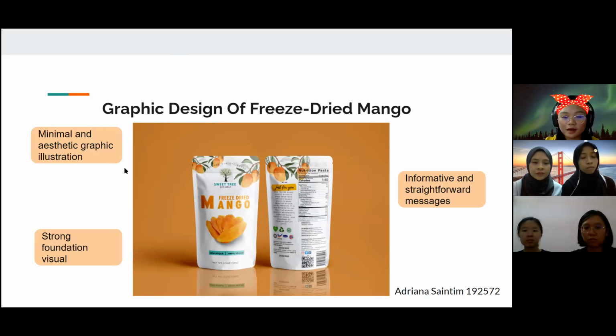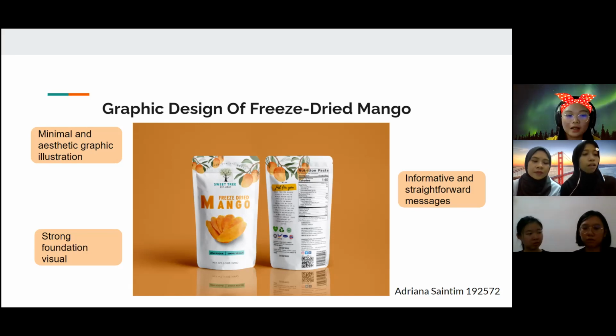In designing this packaging appearance, we would like to keep it simple as well as aesthetic, because right now people are so into aesthetic things, such as when they're taking photos and using filters. So we would like to apply the aesthetic features into our graphic design. That's why we chose this theme.